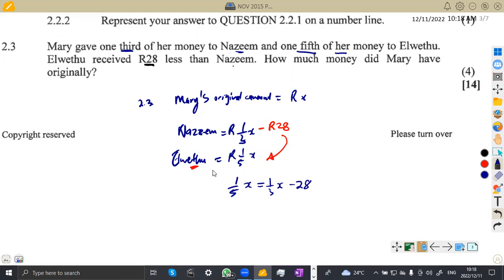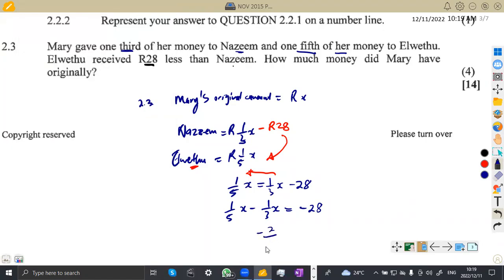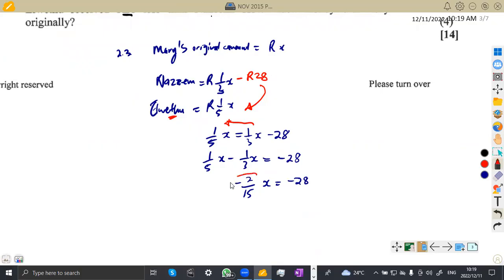So you can clear fractions just like what we did, or you can just work with the fractions. It does not matter. 1/3 to this side is going to be minus. So it's 1/5X minus 1/3X is equal to negative 28. So 1/5 minus 1/3 from our calculator is going to give us what? 1/5 minus 1/3. All right, so that's negative 2/15. So we've got negative 2/15X, which is equal to negative 28.